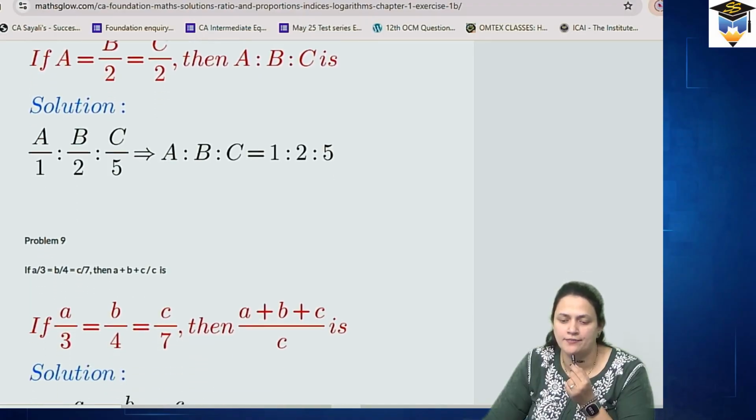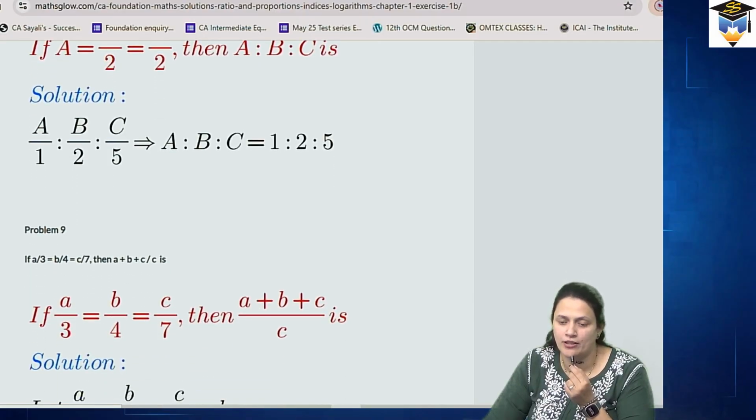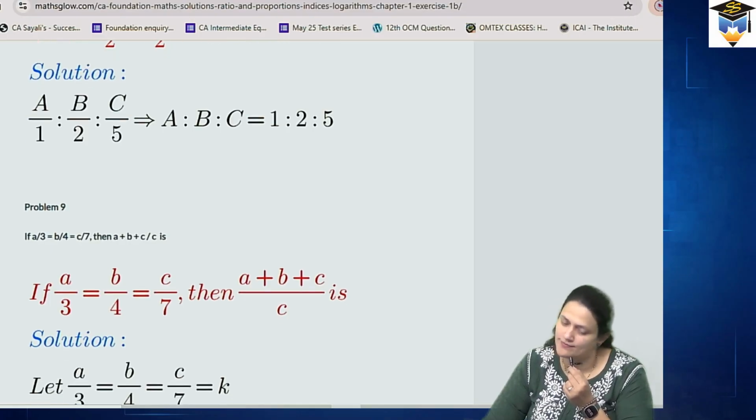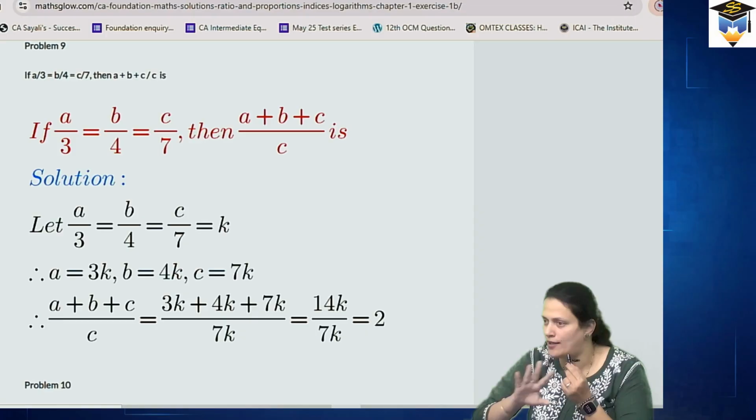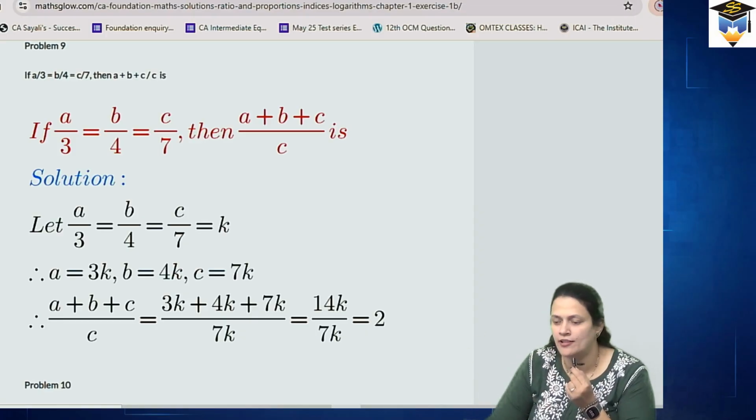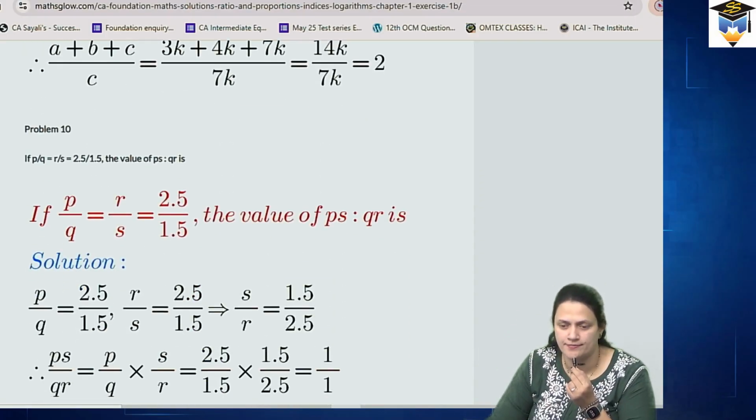Now the ninth sum, addendo property is used, same as the solved example. Correct. 2 is the correct option. It is the same as the solved example which we have done. So let us move to the next. 10th.